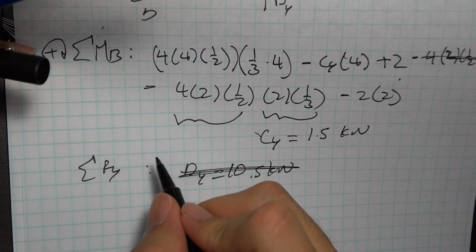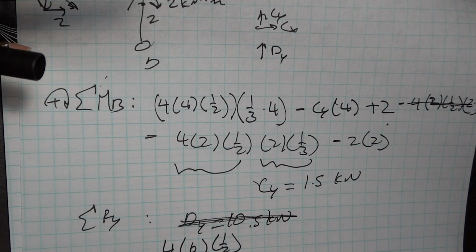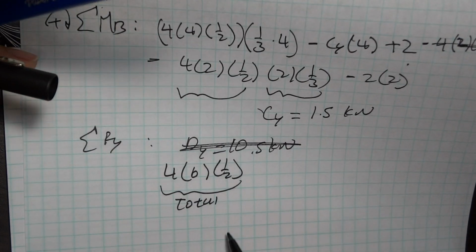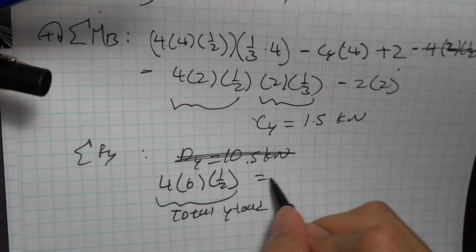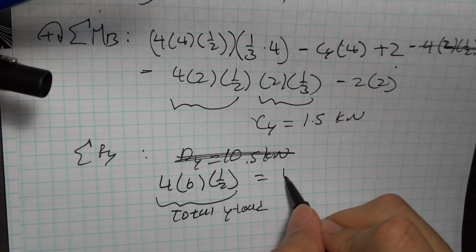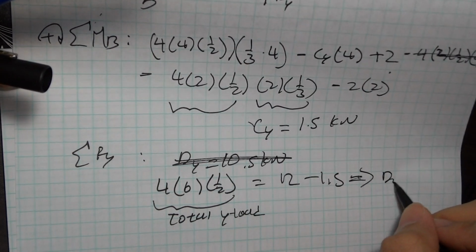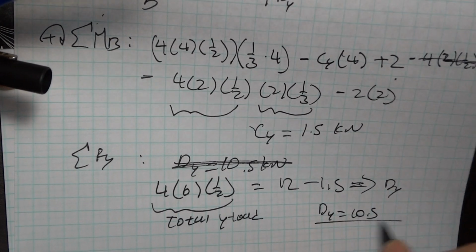Let me explain how I got this. I got this by doing 4 times 6 times 1/2. This is your total Y load, and this is equal to 12. 12 minus 1.5 gives you Dy. Dy equals 10.5.